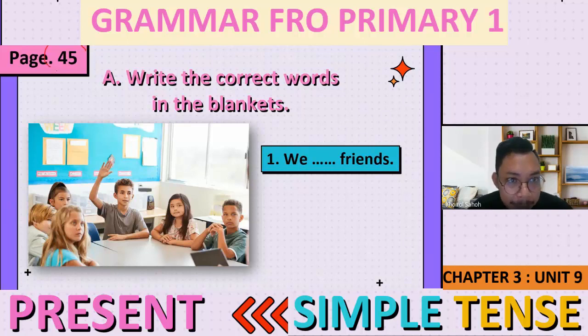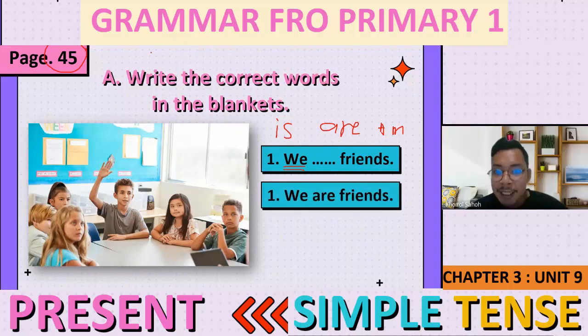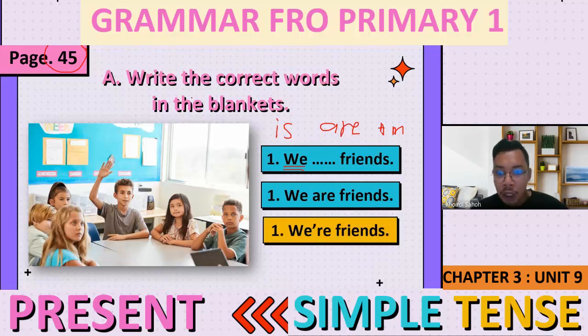หน้า 45 นะ I want you to fill in the blank. We ใช้อะไรเอ่ย? We is, we am หรือ we are? We are friends. อันนี้เขียน r ลงไปเลยนะ. แบบย่อต้องเขียนแบบนี้ we're friends.